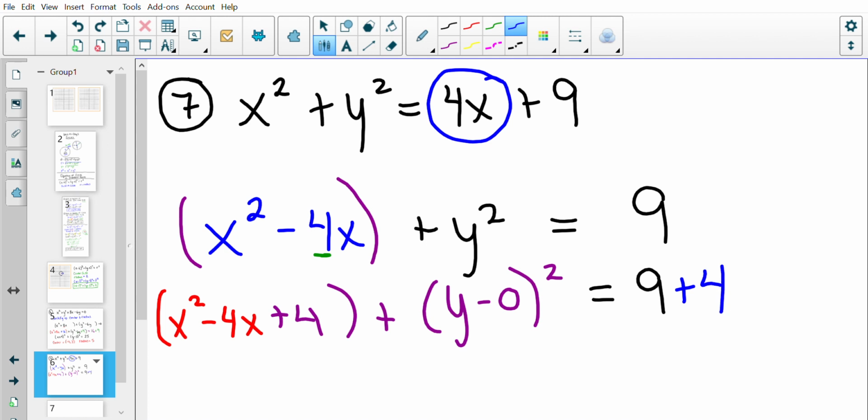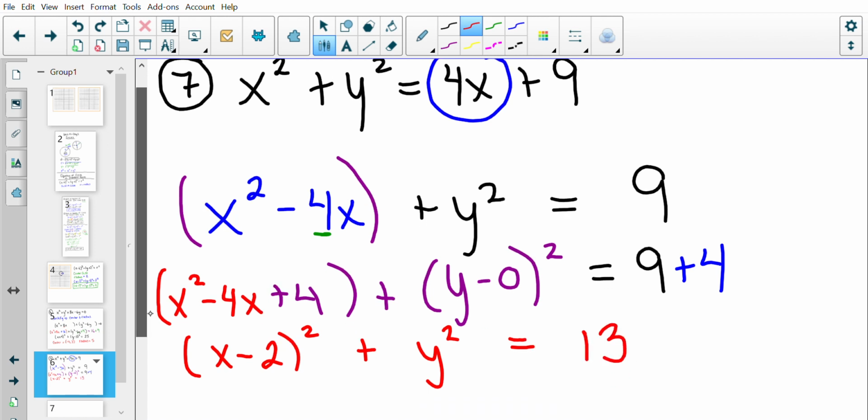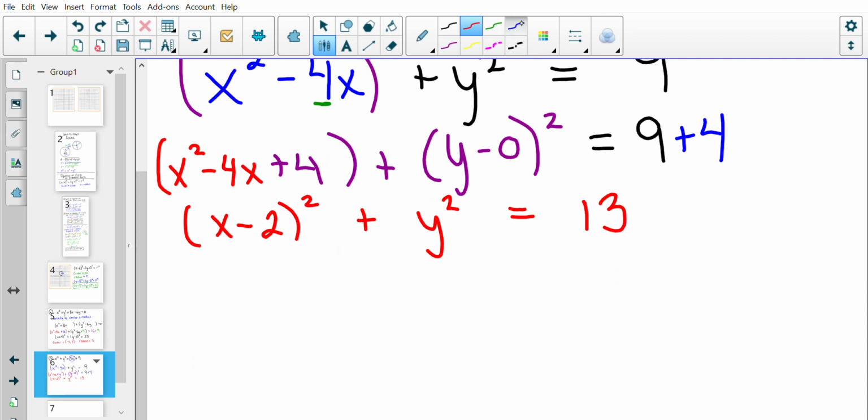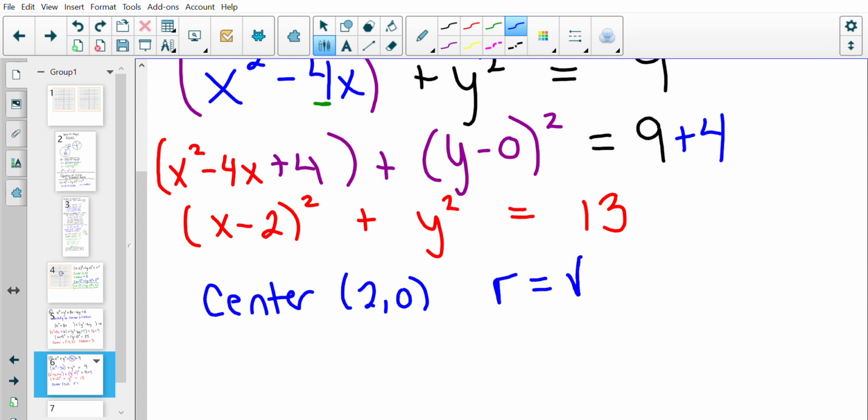I'm going to factor my first parenthesis. And we're going to have x minus 2 squared plus, you can write y minus 0 squared if it makes you feel better, and that's going to equal 13. All right, so what is our center? Our center is the point 2, 0, and our radius is not 13. Our radius is the root of 13.